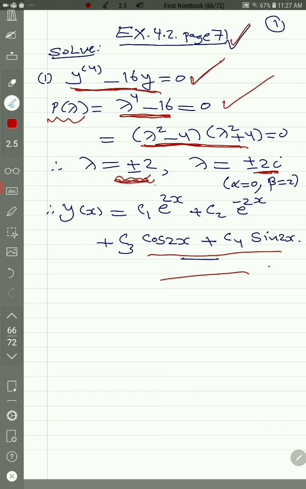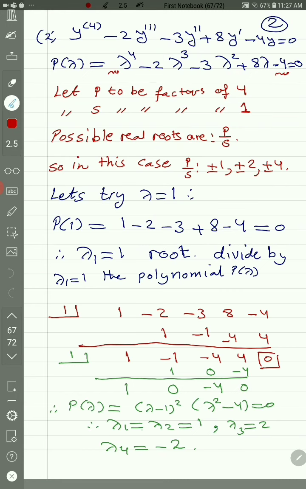Let's go for another exercise. Okay, I gave you a fourth order differential equation. This is number 2 here. See, all the terms are there: third derivative, second derivative, this one. And so I write the characteristic equation by replacing y fourth by lambda^4, third by lambda cubed. Here we can see it. Okay, so this is the characteristic equation. Very easy to get it from the differential equation.